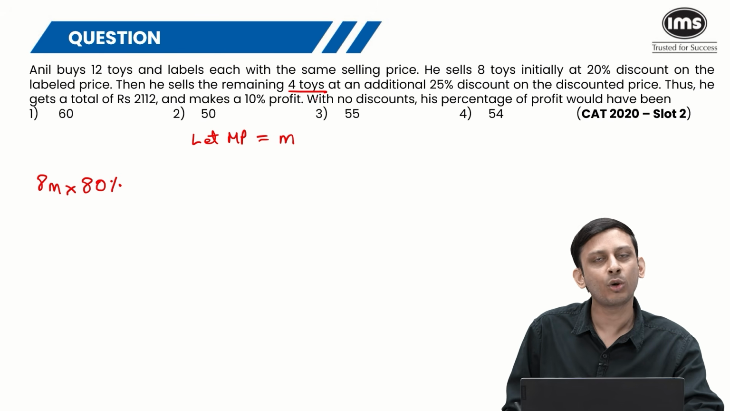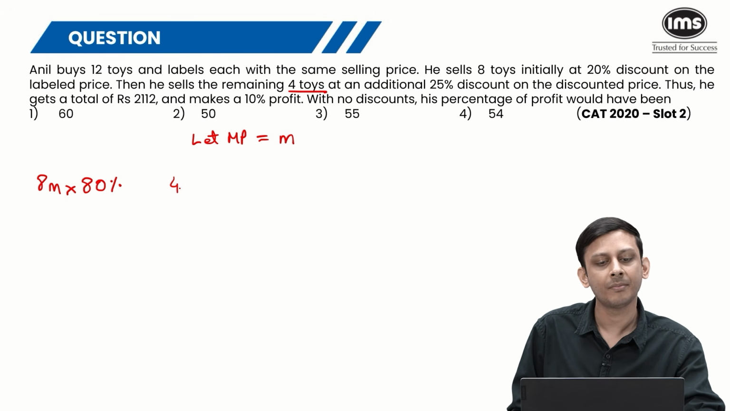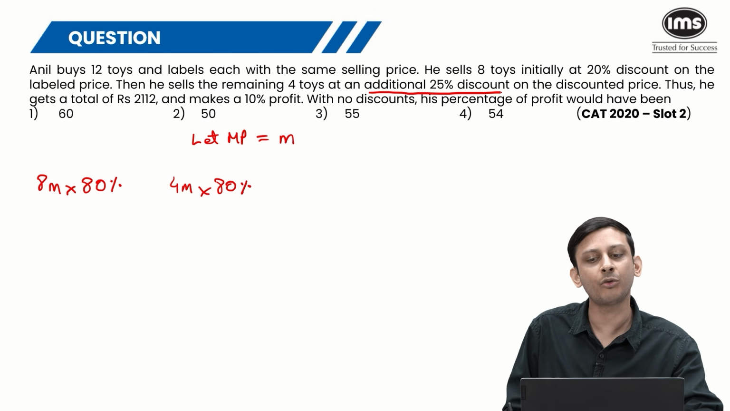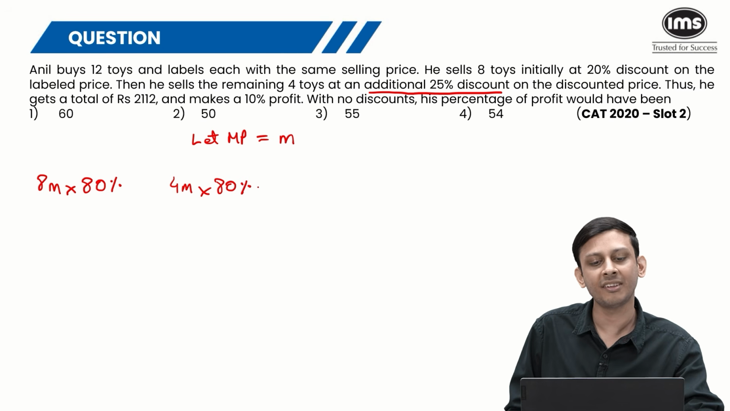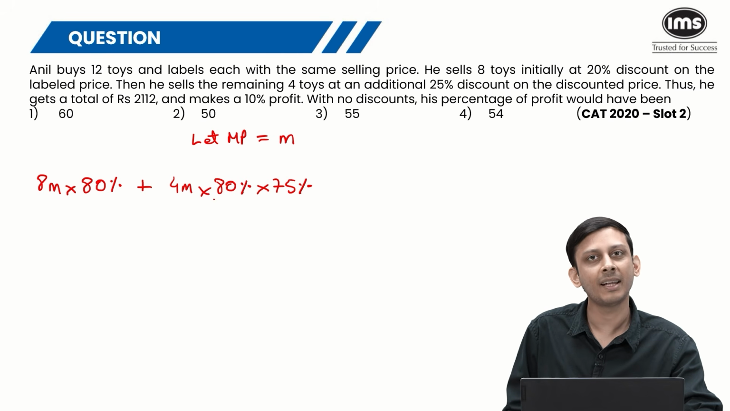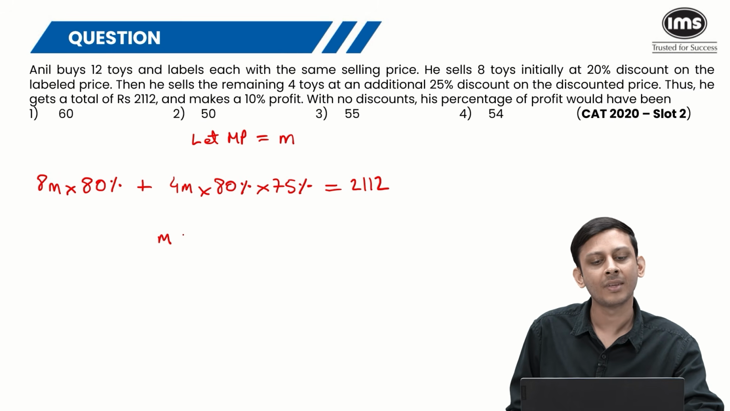And then remaining 4 toys, the marked price will be 4 into M. And then we will have the initial 20% discount. So the price will become 80% of itself. But now we will also have an additional 25% discount. So now price will reduce by another 25%. So it will become 75% of what it is. Okay, so when we add up the selling prices of 8 toys and 4 toys, we will get the total selling price, which is 2112. And now this equation we have to solve to get the value of M.